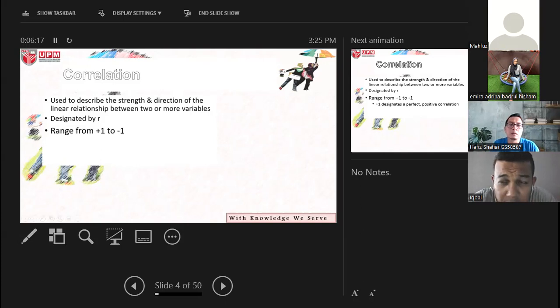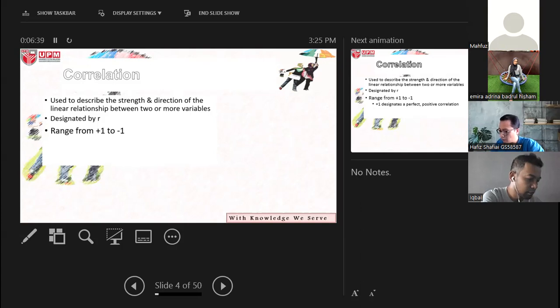Zero indicates that there is no correlation. Plus minus just indicates the direction of the relationship. Either the relationship is positive, meaning that as IV increases, DV increases, or IV decreases, DV decreases. That is considered to be the positive relationship.